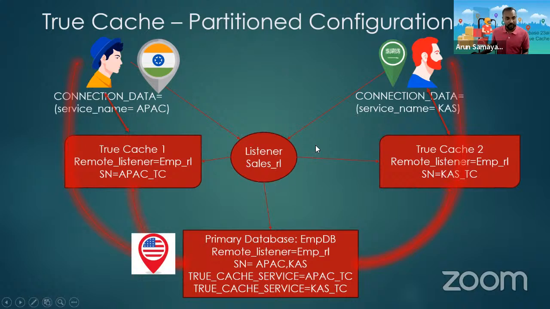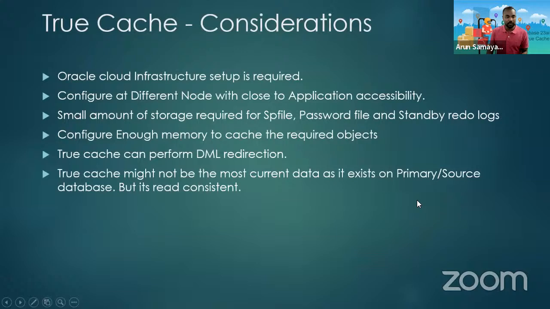And if you see in here, we have also configured two different services, one for the APAC region, and we are calling it APAC_TC, and another service name called cas_tc, right? These are the two different services we enable, or configure, on the primary database side as well. And whenever a request is coming in, the corresponding data is fetched based on the previous concepts that we have seen earlier.